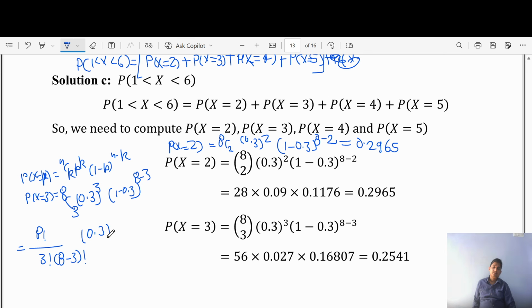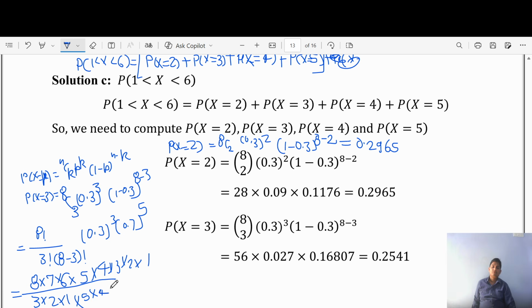This is 0.3 to the power 3, this is 0.7 to the power 8 minus 3, which is 5. So you just solve 8 cross 7 cross 6 cross 5 cross 4 cross 3 cross 2 cross 1. Similarly, this is 3 cross 2 cross 1. 8 minus 3 means 5, this is 5 cross 4 cross 3 cross 2 cross 1. You can also evaluate it by the calculator.